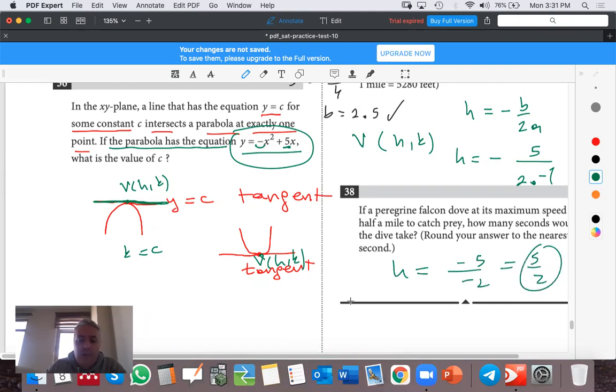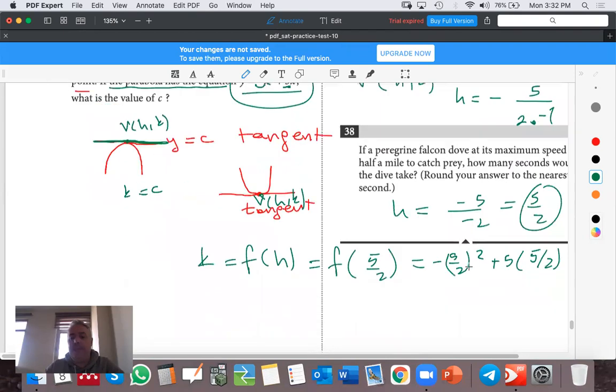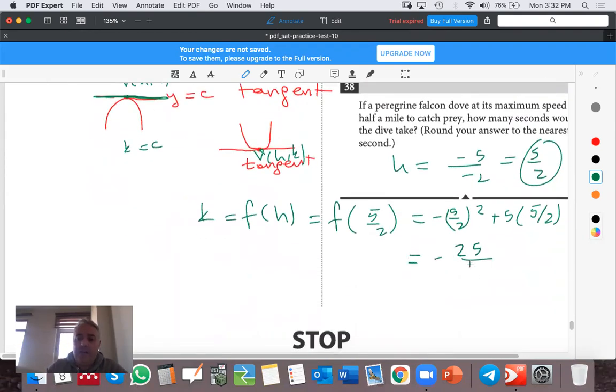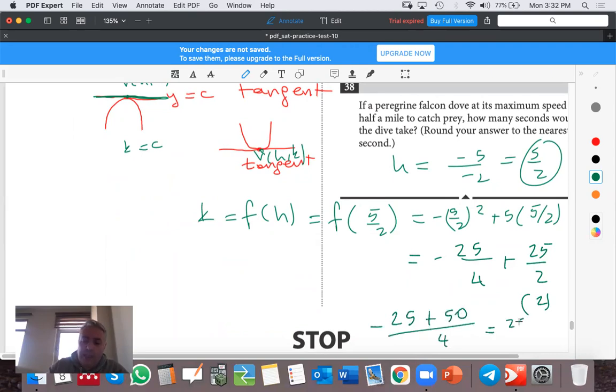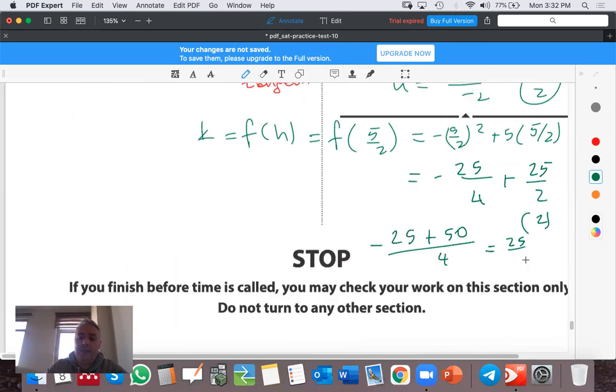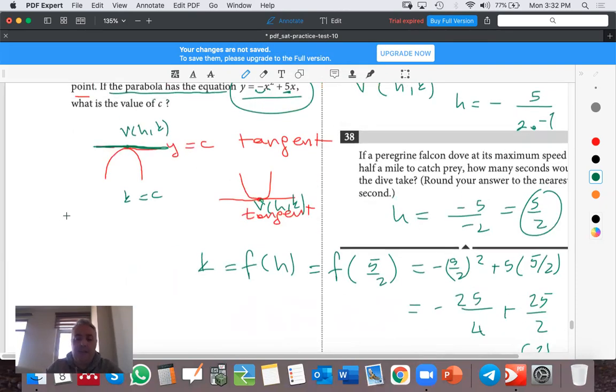Here, be careful now. What is k? K is f at h. That means f at 5 over 2. So what is f at 5 over 2? Negative 5 over 2 squared, plus 5 times 5 over 2. It means that it will be negative 25 over 4 plus 25 over 2. So if I equalize the denominator, negative 25 plus positive 50 divided by 4, it will be 25 divided by 4. My dear students, be careful now. K is 25 over 4.